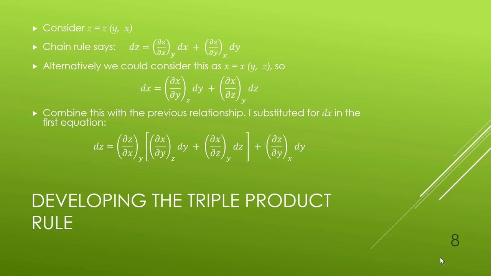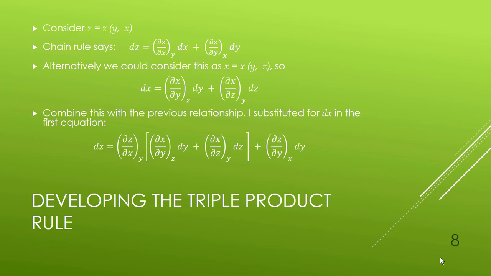I could have done this in terms of any of the others, right? So I could have taken x as a function of y and z and written a similar sort of expression. So if I take the one for dz and the one for dx and combine these, I end up with this expression here for dz in terms of dy and dz. So I've eliminated the dx.